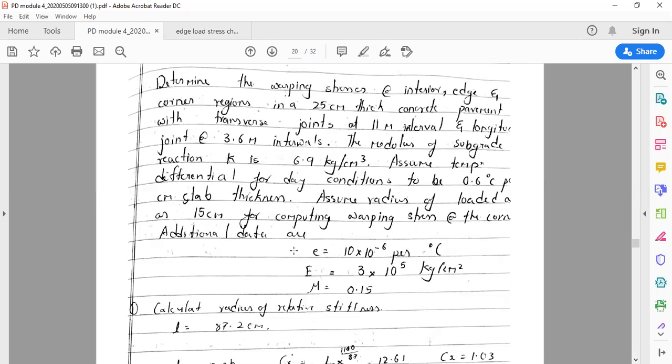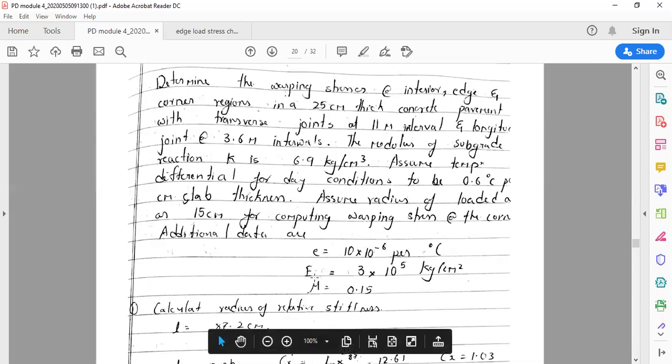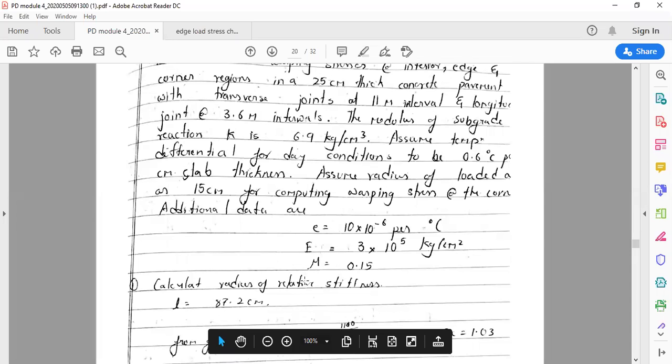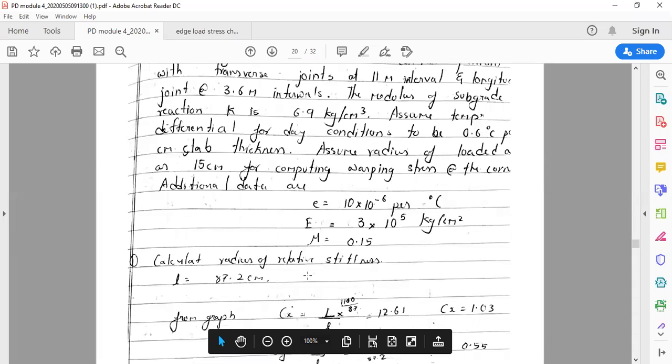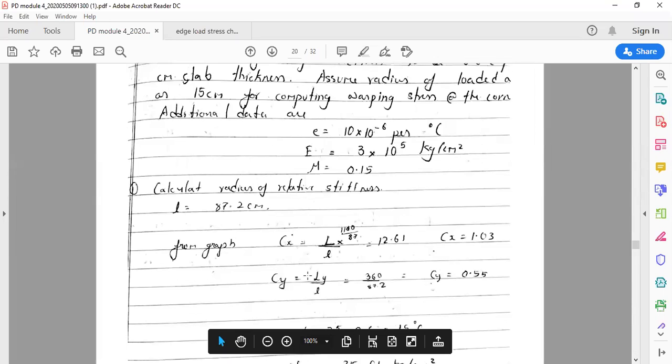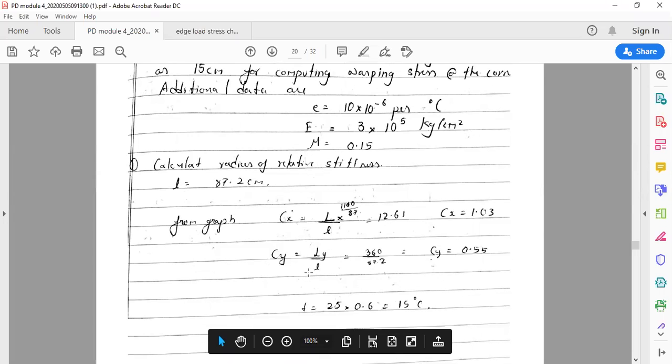Additional data: the coefficient of thermal expansion, small e, is given as 10 into 10 raised to minus 6 per degree Celsius, and E, the modulus of elasticity of concrete, is 3 into 10 raised to 5 kg per centimeter square, and mu is 0.15. With the help of Westergaard's warping equations, we need to find the stresses at the interior, edge, and corner regions.